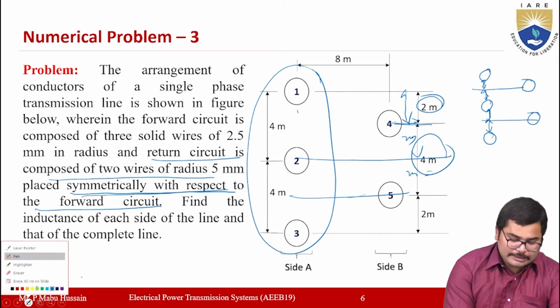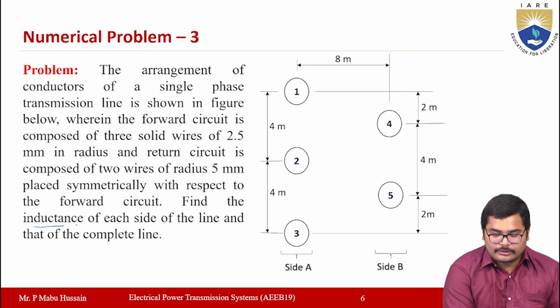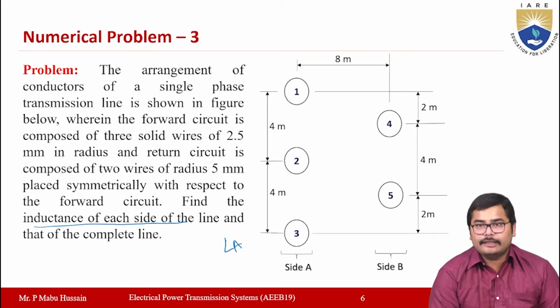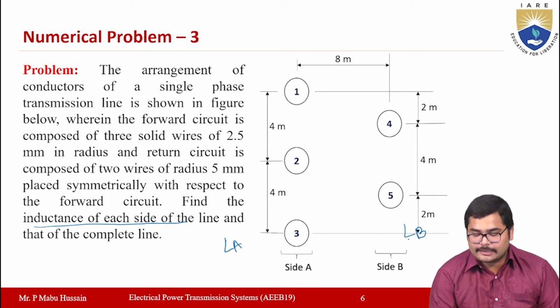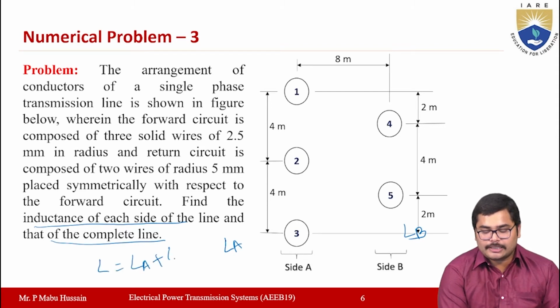Now for this problem, you have to calculate the inductance of each side. That means you have to calculate the inductance LA, and also the inductance LB, and that of the complete line. So the complete line inductance will be L is equal to LA plus LB.